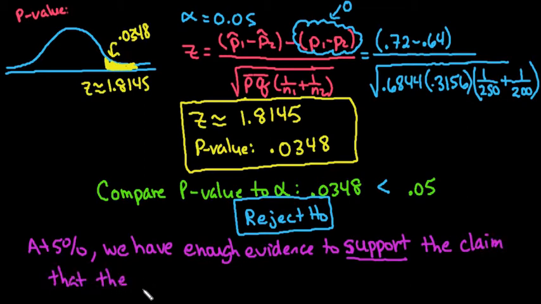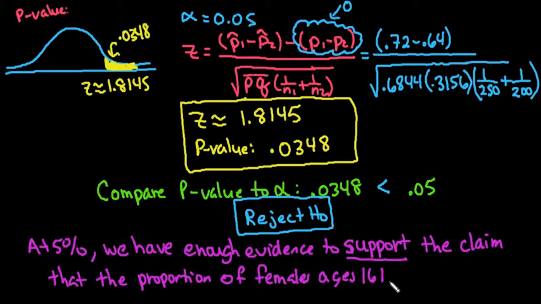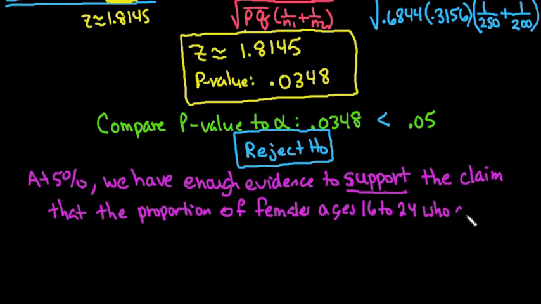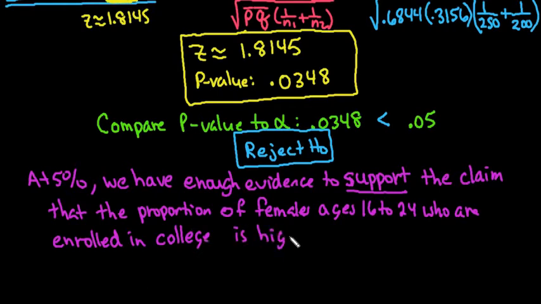that the proportion of females ages 16 to 24 who are enrolled in college is higher than the proportion of males.